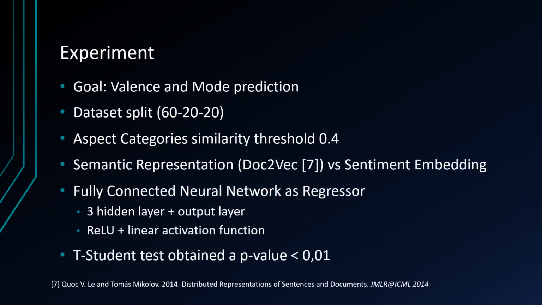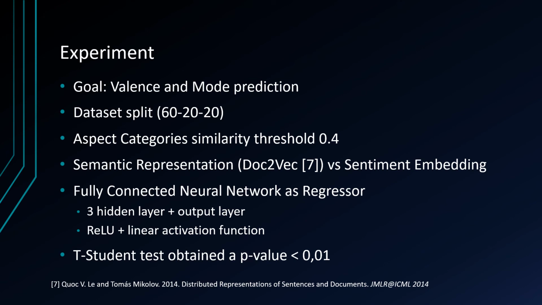We implemented an experiment whose goal is the prediction of valence and mode scores as a sentiment-related task. In this way, we can answer our second research question about the defined sentiment embedding. We split the Spotify dataset into three subsets following the proportion of 60-20-20, which refer respectively to the train, validation, and test sets. We also empirically set a similarity threshold to 0.4 for the aspect detector, which defines among the candidate aspect terms the ones that refer to the main aspect categories.